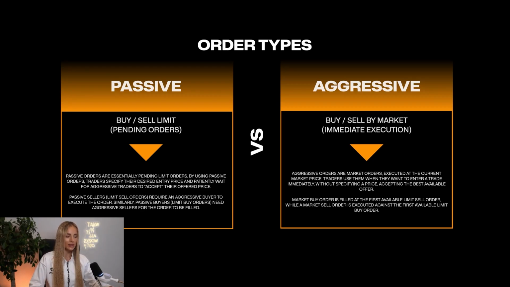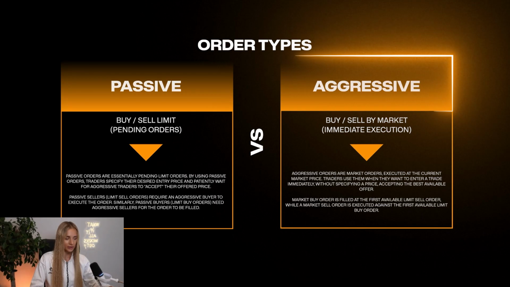And now here is a crucial point. A passive seller needs an aggressive buyer to get filled. So in other words, a sell limit order is always matched with a buy by market order. A passive buyer needs an aggressive seller to get filled, meaning that a buy limit order is always matched with a sell by market order. Passive orders do not execute on their own. They sit and wait for someone to come and hit them, and that someone is an aggressive market participant.